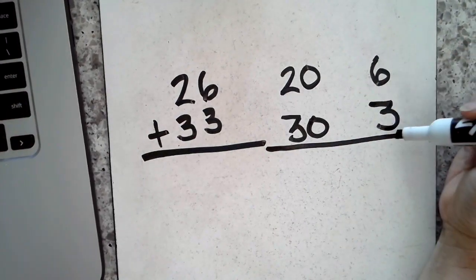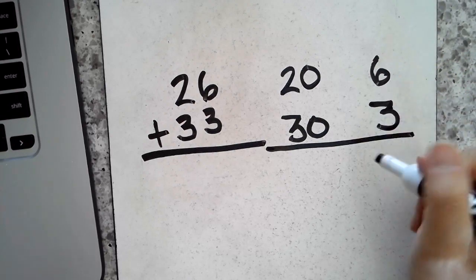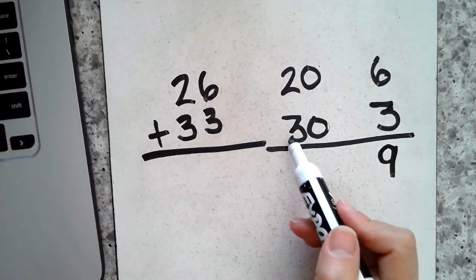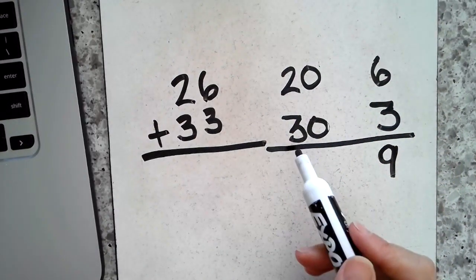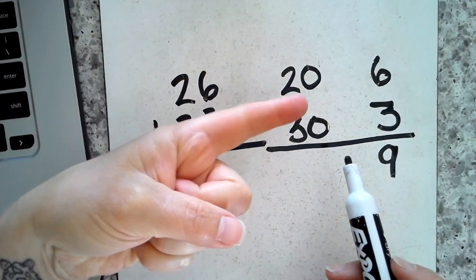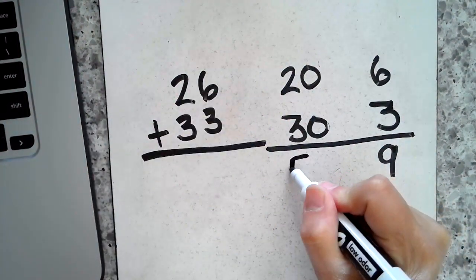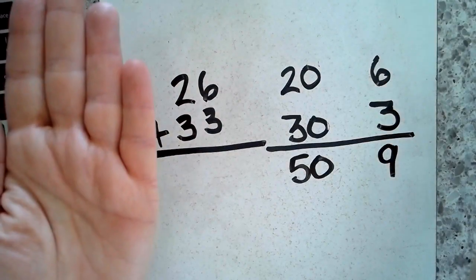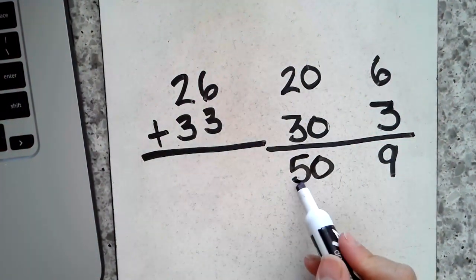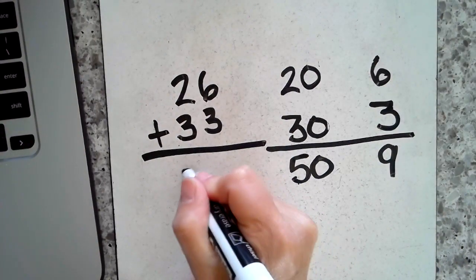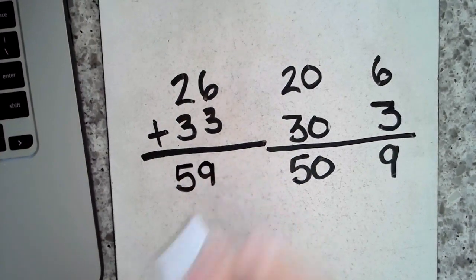So I'm going to add the ones place. 6 plus 3 is 9. And then I'm going to add the tens place. So 20 and 30. If I put 30 in my head and 20 sideways on my fingers, 30, 40, 50. And then all I have to do is take this expanded notation and collapse it back together. So 50 and 9 is 59. And that's my answer.